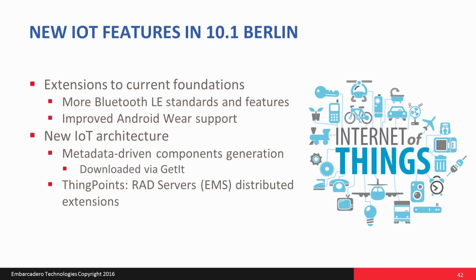Now with 10.1 Berlin, we're also introducing a new IoT architecture with metadata-driven components generation. What that means is that we have pre-built IoT device components for popular IoT devices that you can access and download through the GetIt Package Manager from the Tools menu to be able to quickly connect to a range of both medical and home automation sensors and services. Those are both Bluetooth LE or Z-Wave based sensors. And we have support for heart rate monitors, blood pressure monitors, scales, thermostats, smart door locks, etc. And in a couple of minutes, David I is going to show you a great demo of what we've implemented.